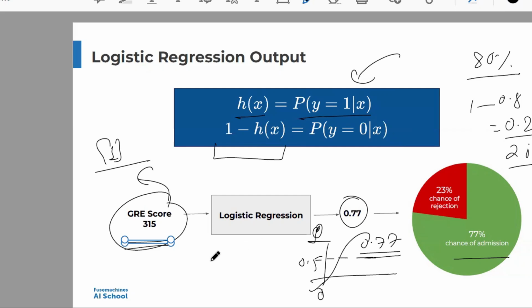Just a brief review. We pass anything to a sigmoid function and set a value of 0.5. This is 0, this is 1. Anything lying above 0.5 should be considered 1, and anything lying below 0.5 should be considered 0. So that is simply how logistic regression actually works.